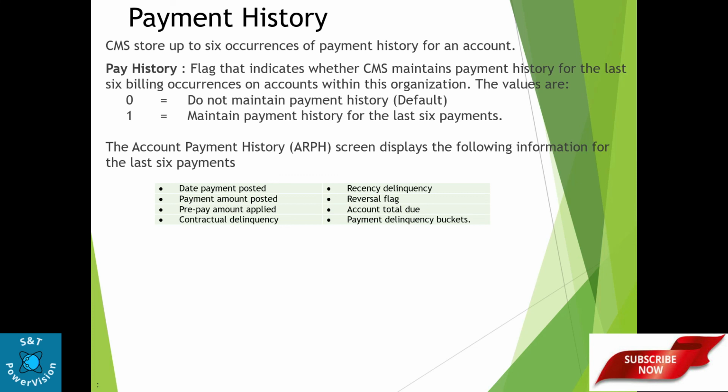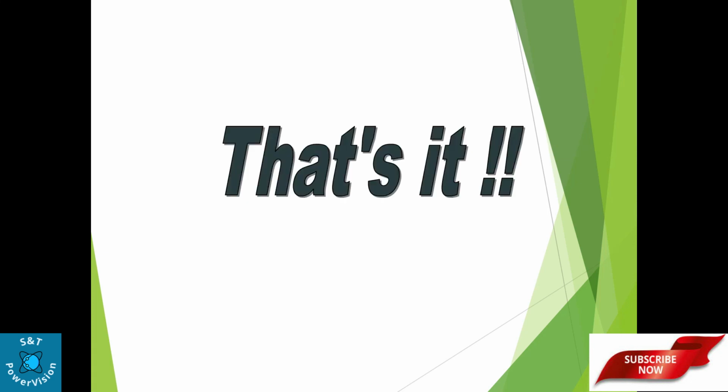The account payment history ARP displays the following information for the last 6 payments: date payment posted, payment amount posted, prepay amounts applied, contractual delinquency, recency delinquency, reversal flag, account total due, payment delinquency buckets. So this is all about the payment functionality here.